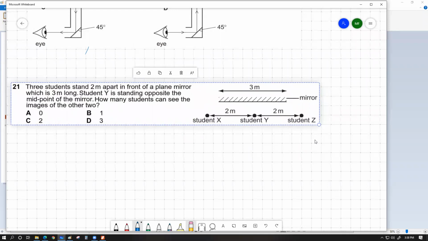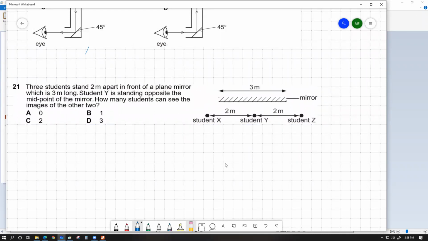It says three students stand 2 meters apart in front of a plane mirror, which is 3 meters long. Student Y is standing opposite the midpoint of the mirror. How many students can see the image of the other two? Try to understand. How many students can see the image of the other two?